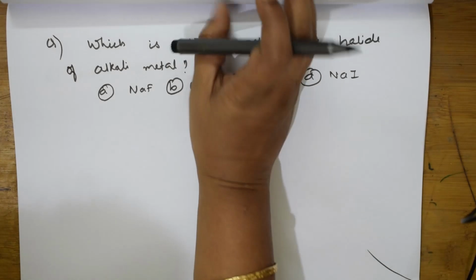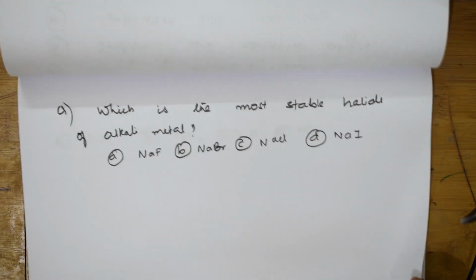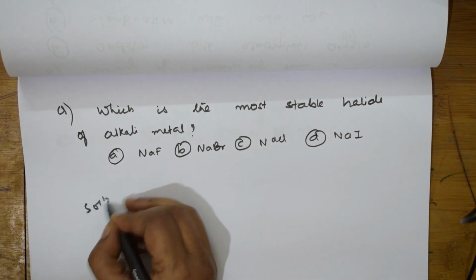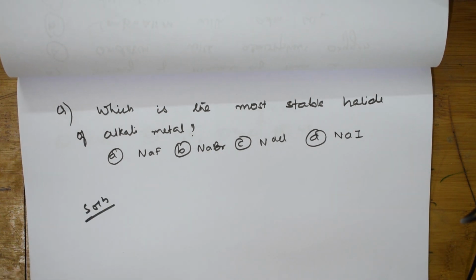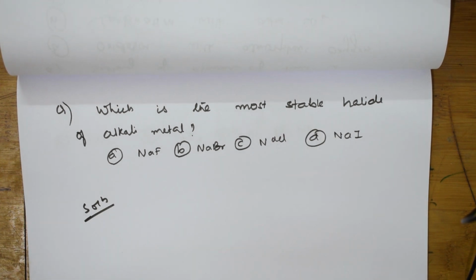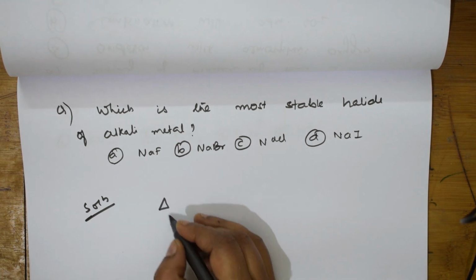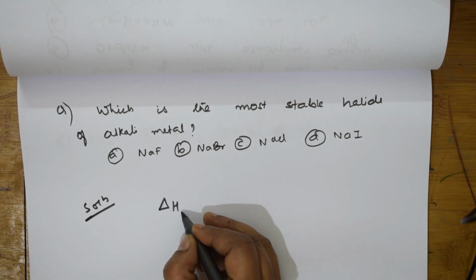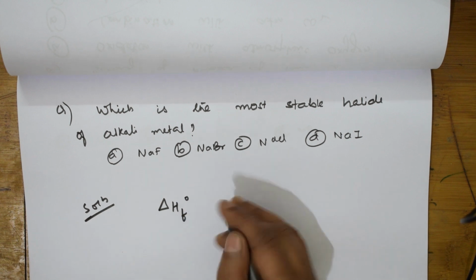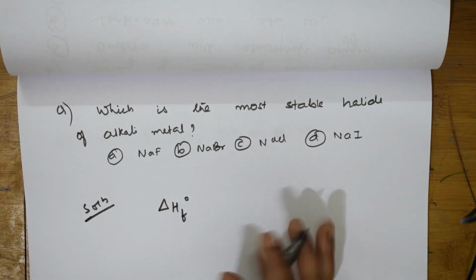The next question. What do they give me here? Which of the following is the most stable halide of alkali metals? So basically, whenever they ask you about stability, what concept should you remember? Just simple. Speak in terms of the standard delta H of formation, the standard enthalpy of formation.